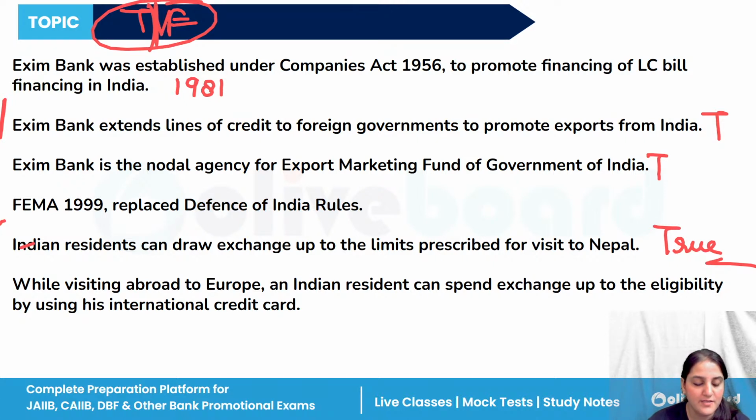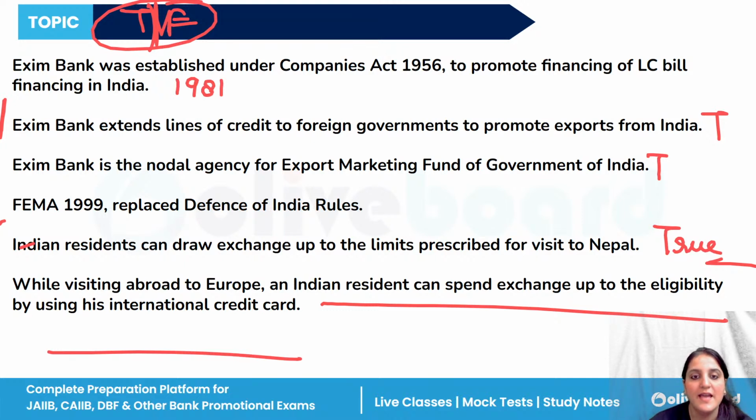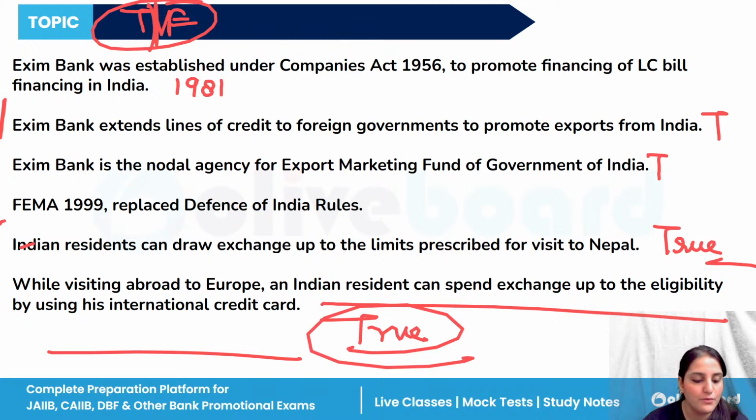Vikram sir and Mukesh sir, this statement is true. See, while visiting abroad to Europe, Indian resident can spend exchange up to the eligibility by using an international credit card. Yes, Indian residents can use international credit cards while traveling abroad, but the spending is subject to the limits prescribed by the LRS. So this statement is also true.